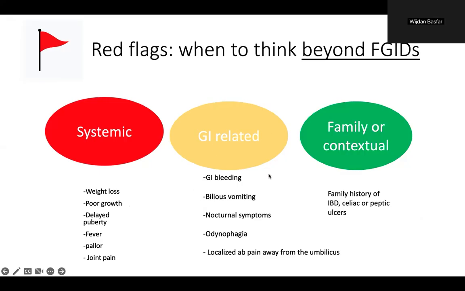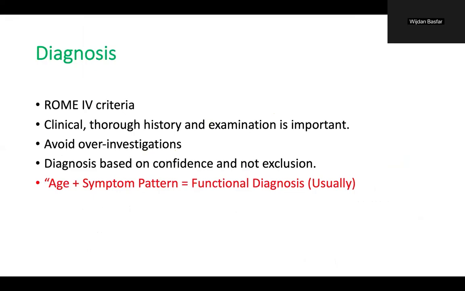The GI-related: GI bleeding, not functional, bilious vomiting, nocturnal symptoms, or symptoms that awaken the child up at night, odynophagia, localized abdominal pain away from the umbilicus, family history of inflammatory bowel disease, celiac disease, or peptic ulcers.